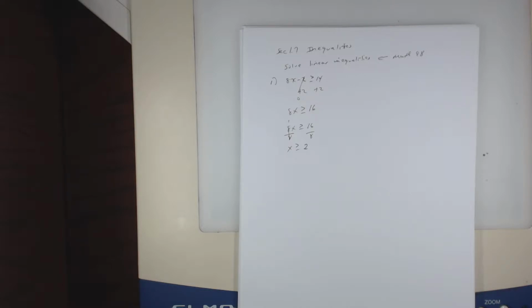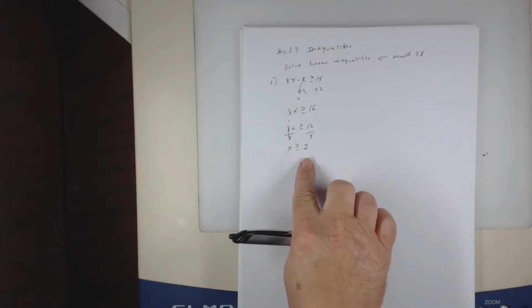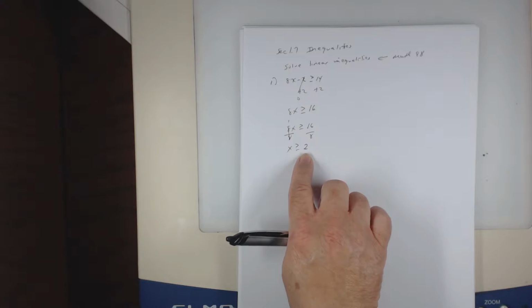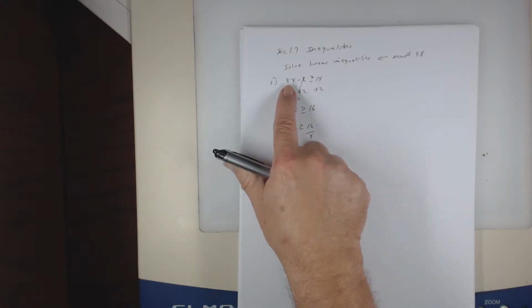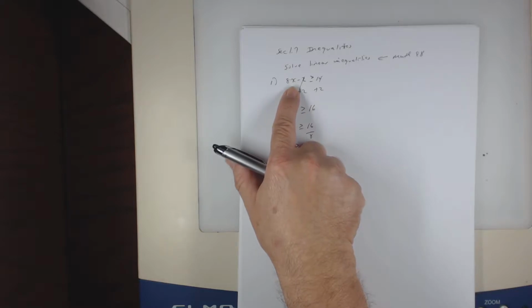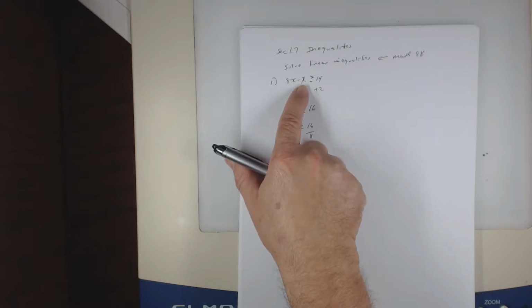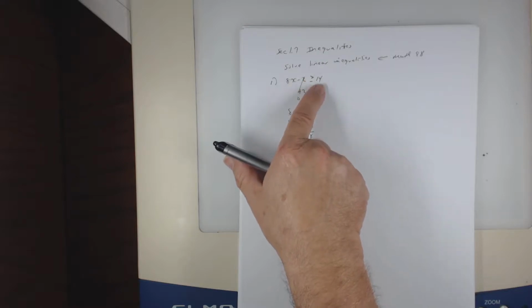All right. Now remember, if this was an equation, my solution would be what? 2 only. But this is a linear inequality, so how many solutions are there? An infinite number. Any number that's bigger than or equal to 2. So for example, 5 is bigger than 2, right? Let's see if 5 works. What's 8 times 5? 40 minus 2. 38? Is 38 bigger than or equal to 14?